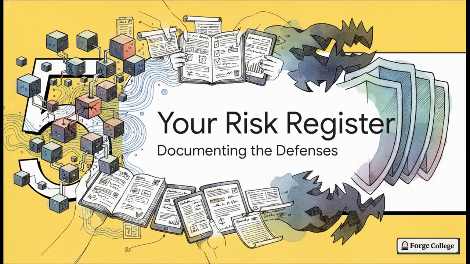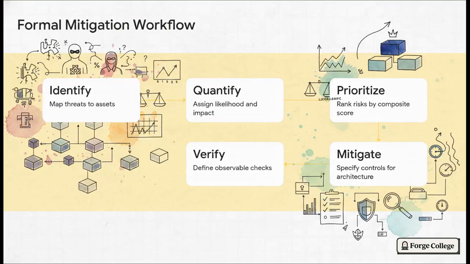Moving right along to Part 5, Building Your Risk Register, Documenting the Defenses. Let's move on and see how this builds. As you've probably seen in the other courses and programs you're taking with us at Forge College, rigorous documentation is exactly what separates a theoretical idea from a viable, production-ready product. And it builds into this really satisfying 5-step workflow for formalizing your mitigation strategies.